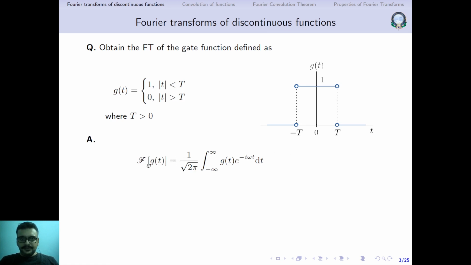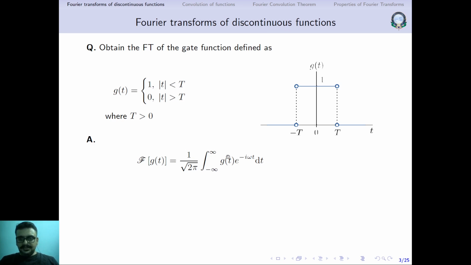If I want to find out the Fourier transform of g of t, I have to do 1 by root over 2 pi, integration of this function from minus infinity to plus infinity, taking e to the power minus i omega t as my kernel. So this is basically our integral transform, and when we perform this we should be able to get the Fourier transform of the gate function.